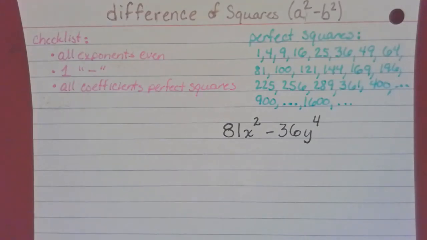All right, so our checklist is that we want all exponents to be even. That's really quick to check. So I have exponents of 2 and 4. Those are even numbers. I don't have any letters that don't have exponents, which would be an exponent of 1, which isn't even. So all my exponents are even. I need to have one minus sign, so one negative. And I have the negative in between. If it's not in between, I do want to move the terms so that it would be in between the two terms. And then all my coefficients are perfect squares.